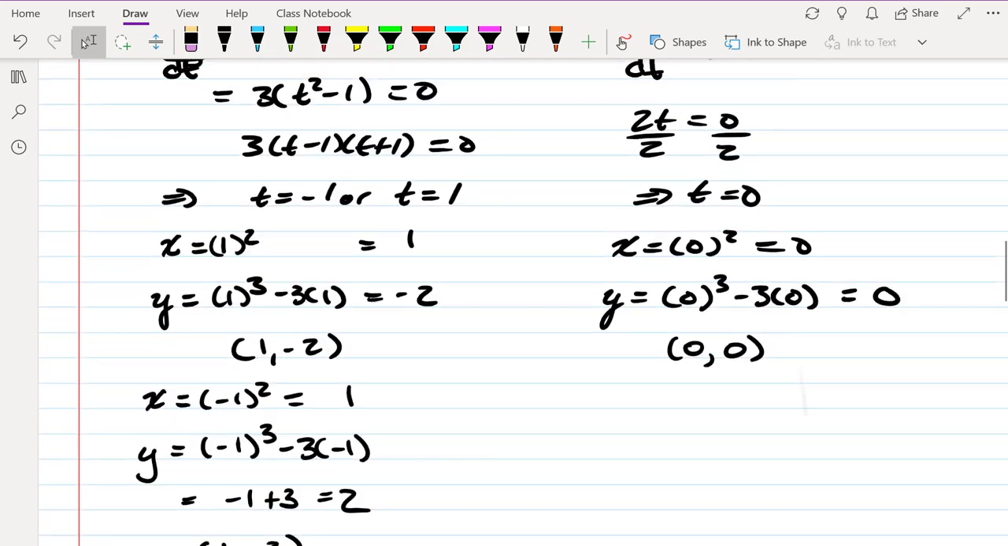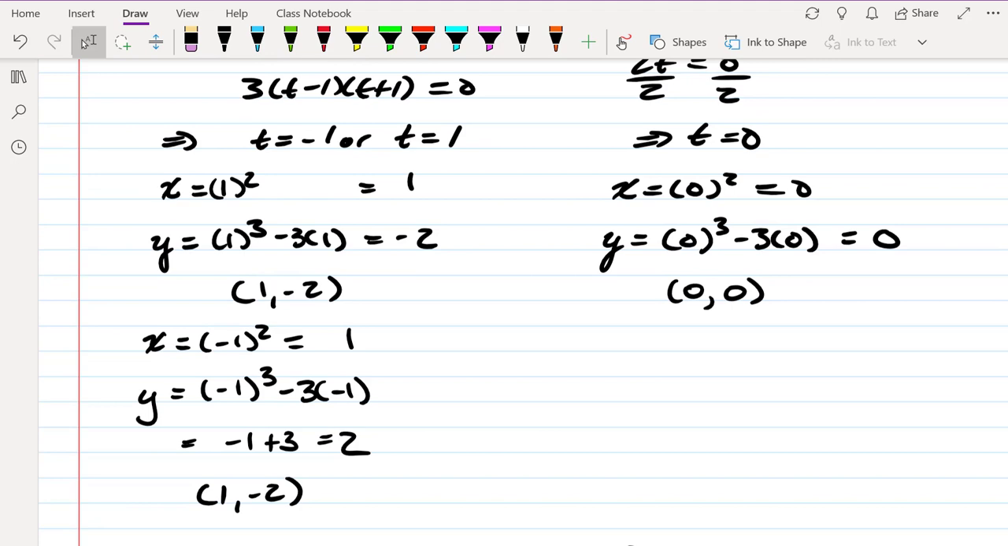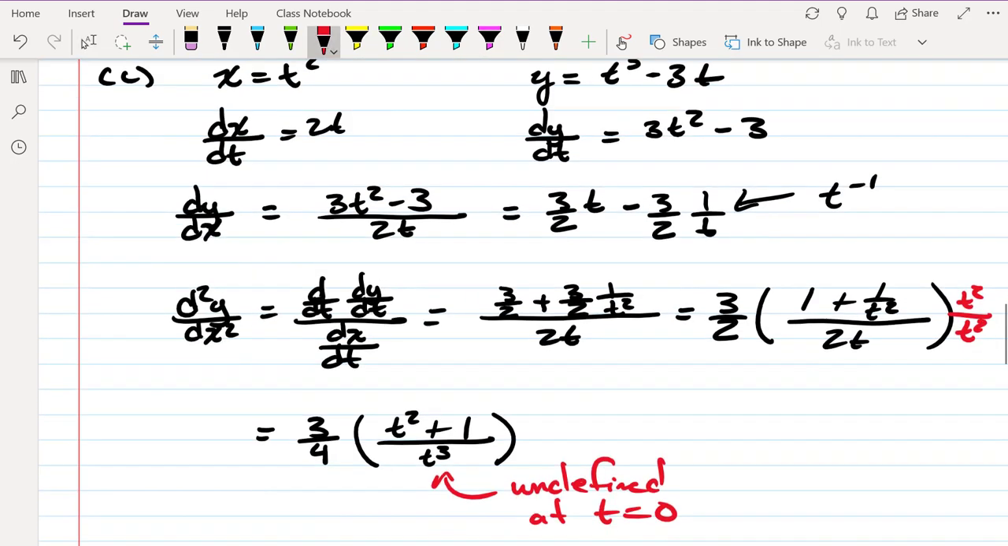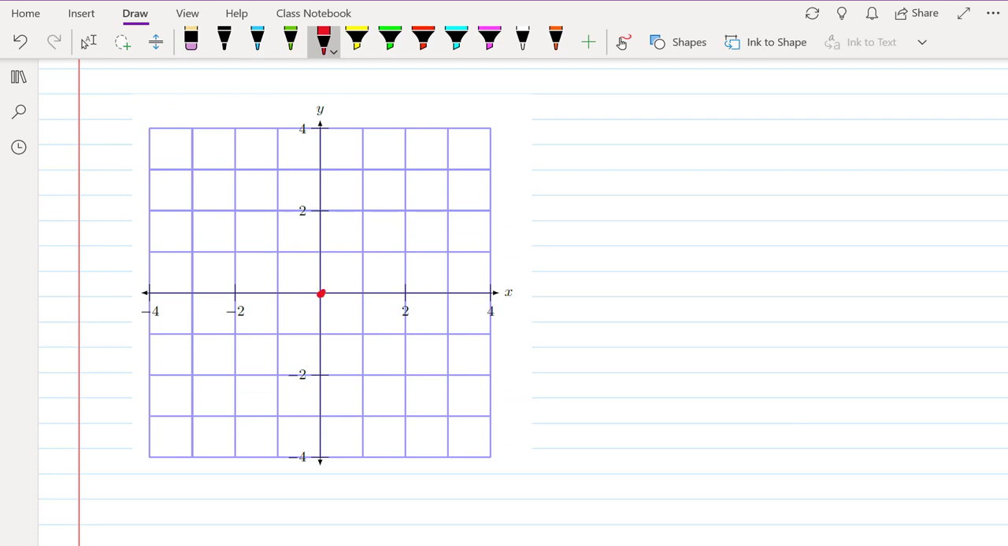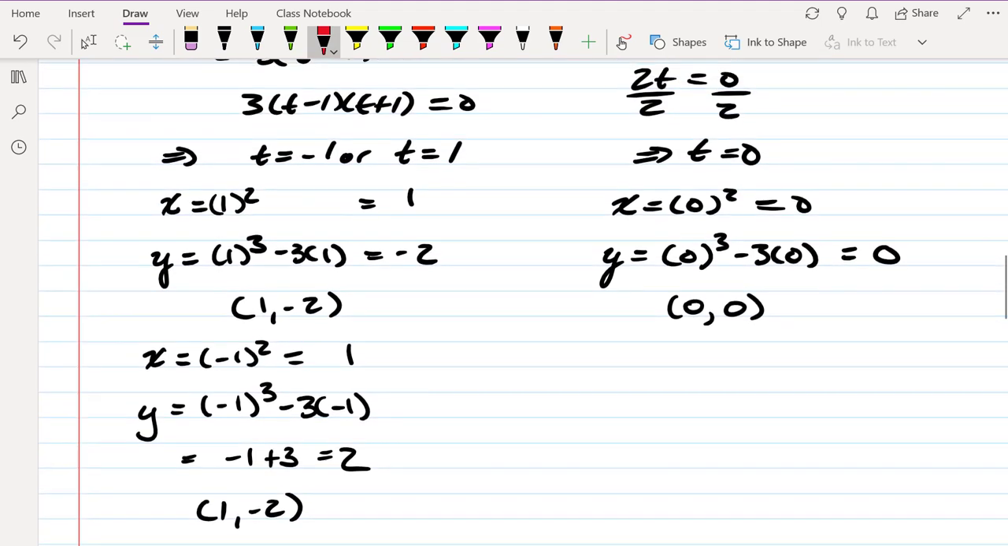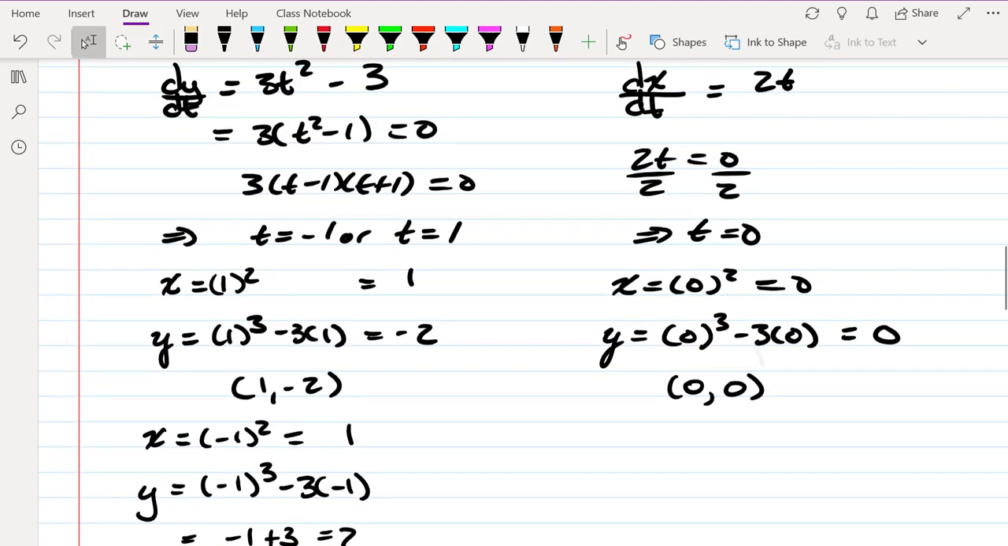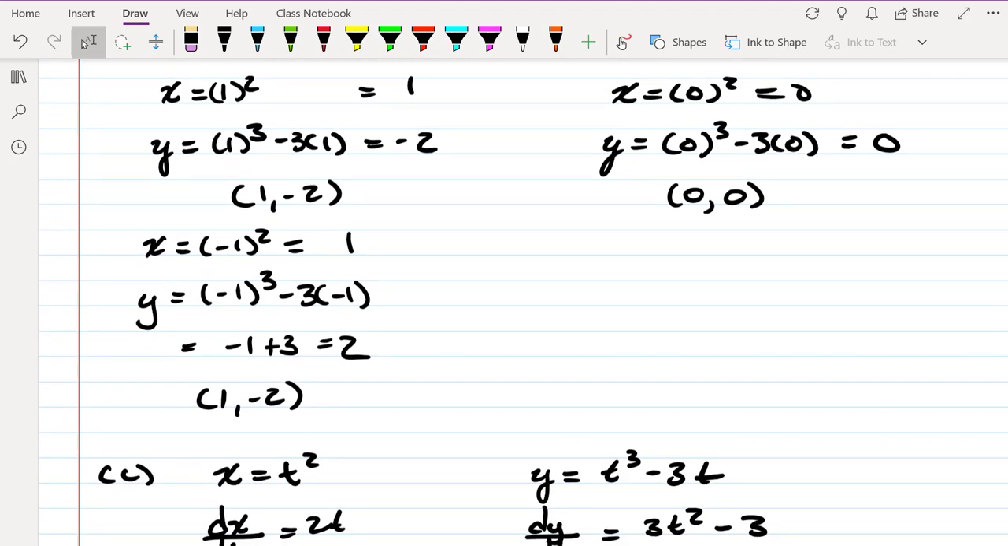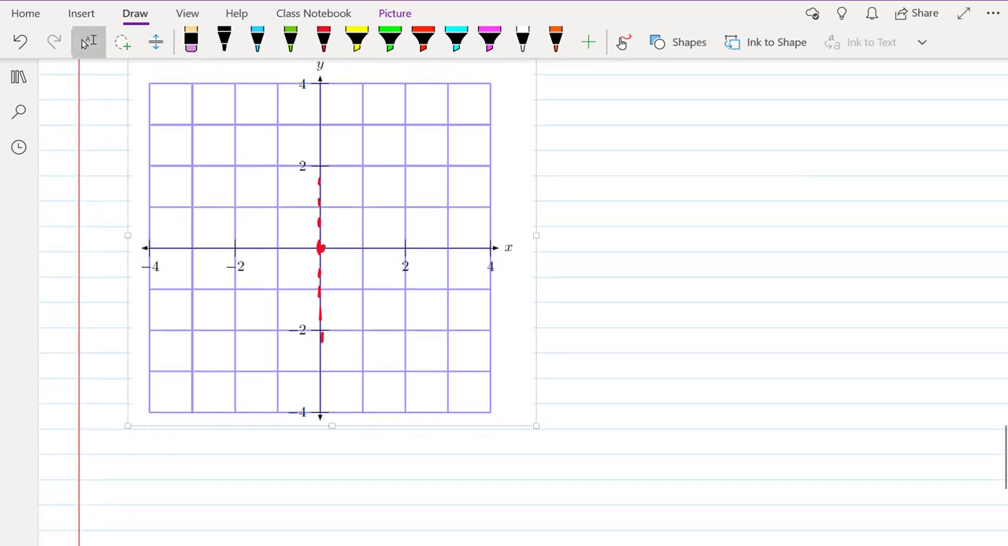So we had a couple of points up here. We know that we have a vertical tangent at the point (0, 0). We also know that we had a horizontal tangent at the points (1, -2) and (1, 2), and we know we're going to have a horizontal tangent there.